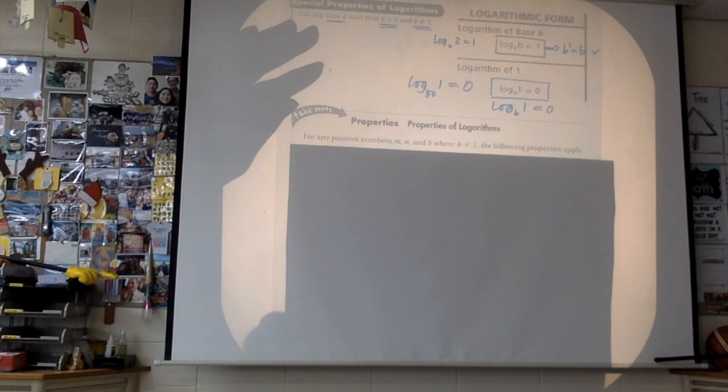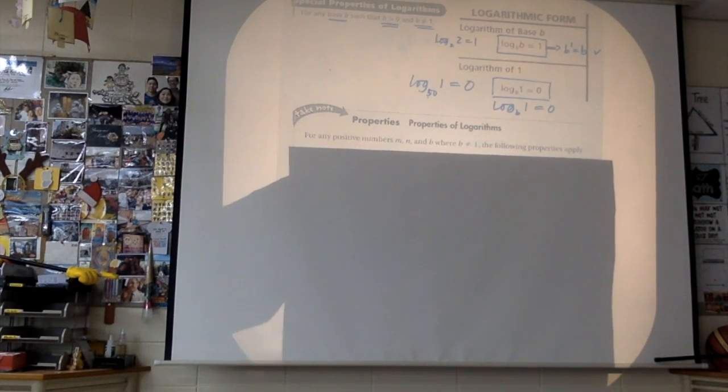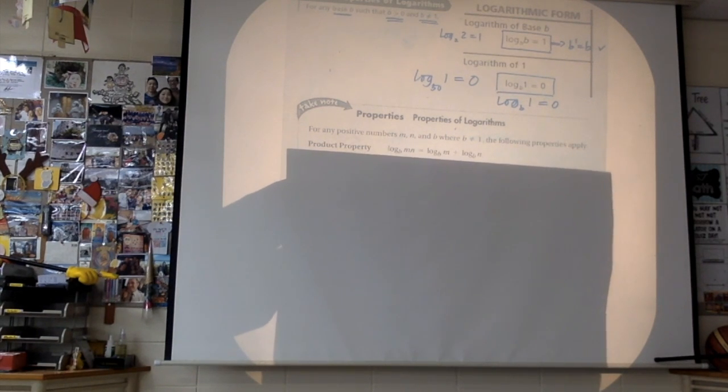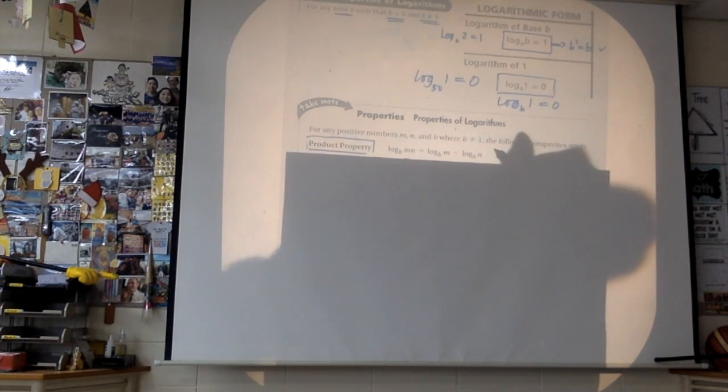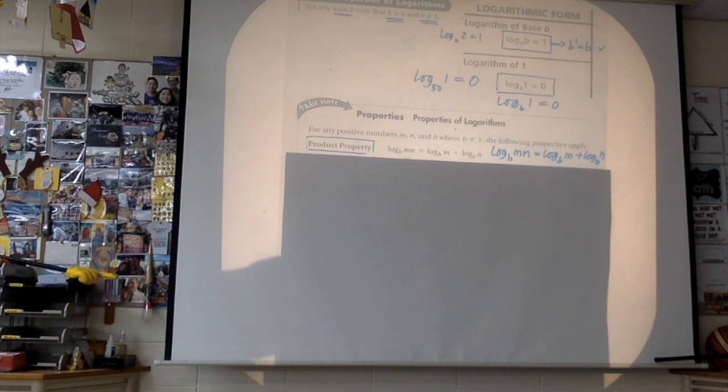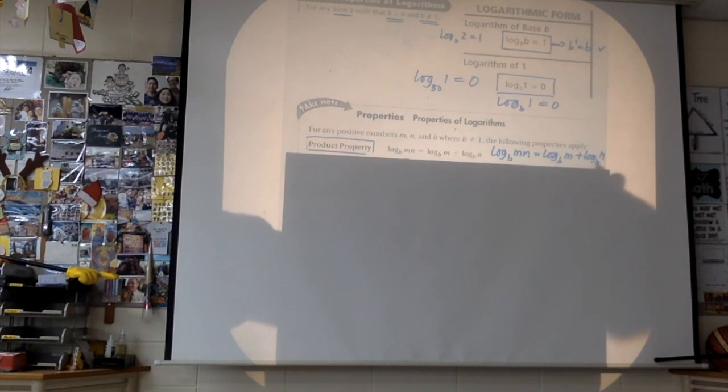For any positive numbers m, n, and b, where b is not equal to 1, the following properties apply. This is all from your book. So this is the product property, okay? I'm not sure you can see it, so I'm going to write it as I say it. Log base b of m times n, you can write that as, this is called an expansion, log base b of m plus log base b of n. But you notice that if I expand it, the logs repeat and m and n are separated. If I condense this expansion, you only say the log once.